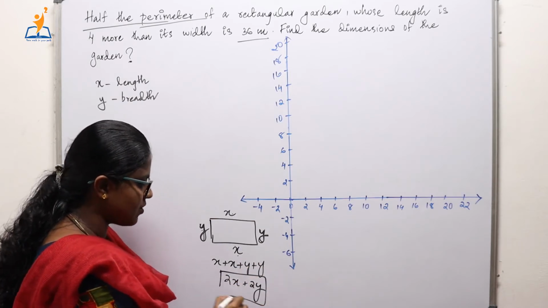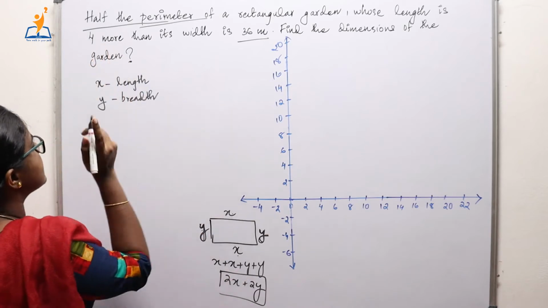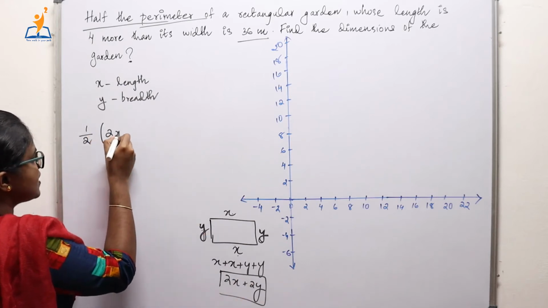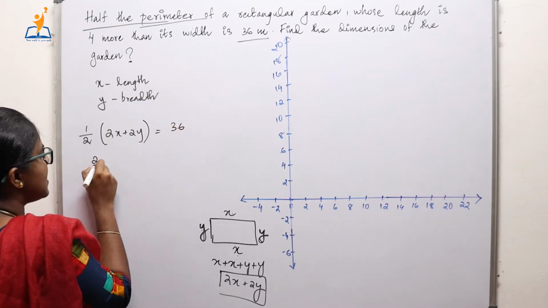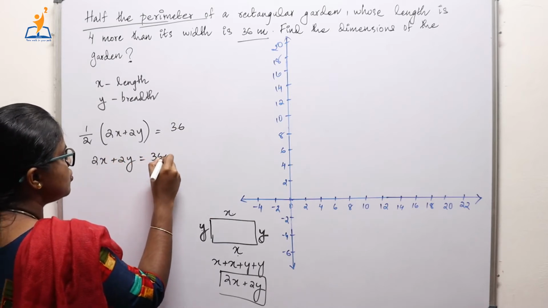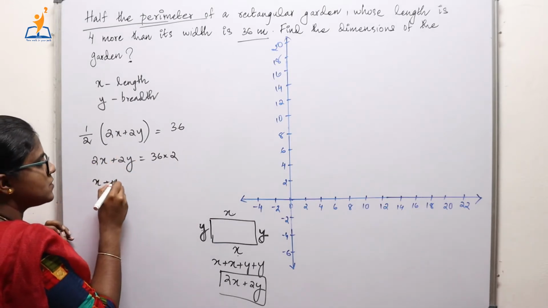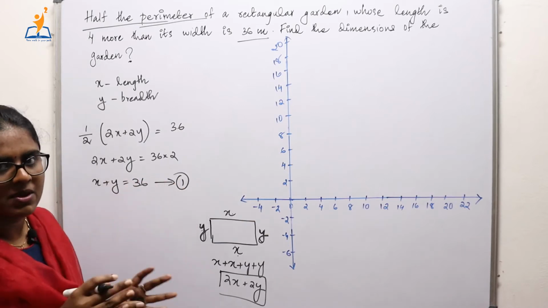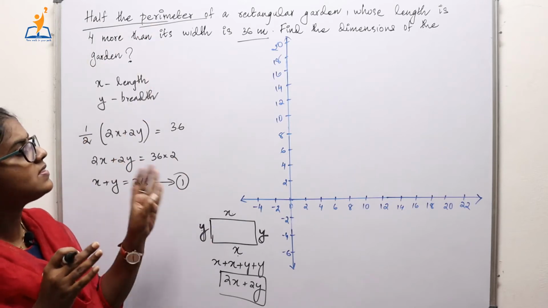So this is the perimeter of the rectangular garden, and it is given that half the perimeter is 36 meter, that is half of 2x plus 2y is nothing but 36 meter, which means that 2x plus 2y equals 36 into 2, and dividing throughout this equation by 2, we will get that x plus y equals 36. So this is our first equation, which is formed from the first condition, half the perimeter of the rectangular garden is 36 meter.